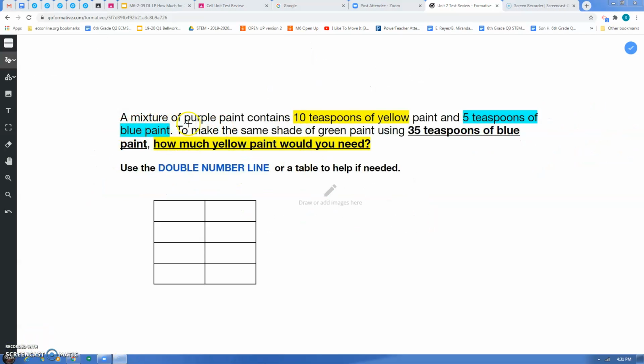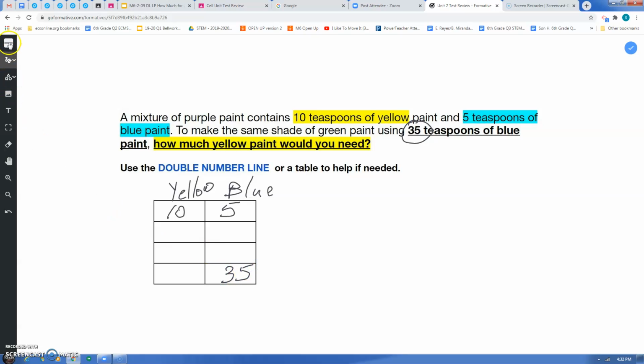Question 2. A mixture of purple paint contains 10 yellow and 5 teaspoons of blue to make same shade of green paint using. So to make green paint, you need 10 yellow. So right here, I'm going to do yellow and then blue. So the recipe is 10 yellow, 5 blue. So in order for me to make 35 blue, right here, 35 blue.